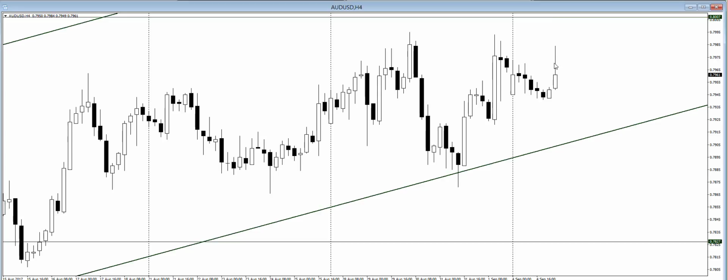Now I can attribute this to the big news that's coming out later. We have the Aussie cash rate announcement and the RBA, Reserve Bank of Australia, rate statement coming out in an hour's time at about 12:30 in the afternoon, so I can attribute this movement to that.